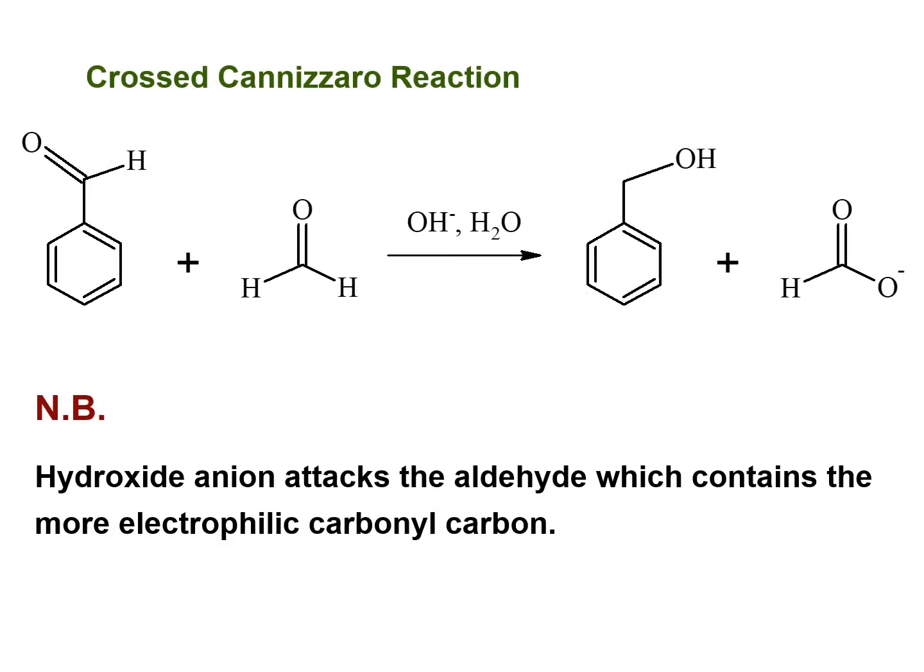As we said, if we perform a cross Cannizzaro where we use two different aldehydes, the hydroxyl group will choose the aldehyde whose carbonyl is more positive. In other words, it will choose the more reactive aldehyde to attack, and this is the aldehyde that will be converted into the acid. The other aldehyde will be converted into the alcohol. In other words, the more reactive aldehyde will be oxidized and the less reactive aldehyde will be reduced.